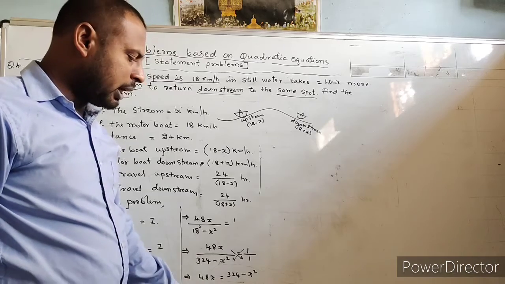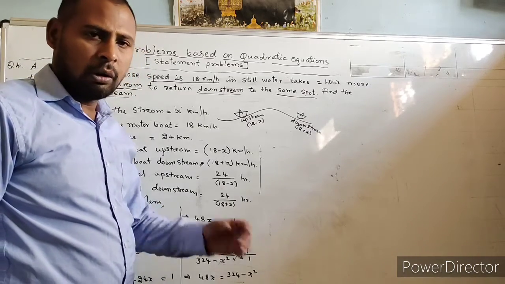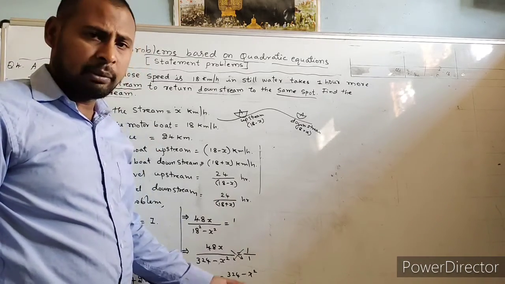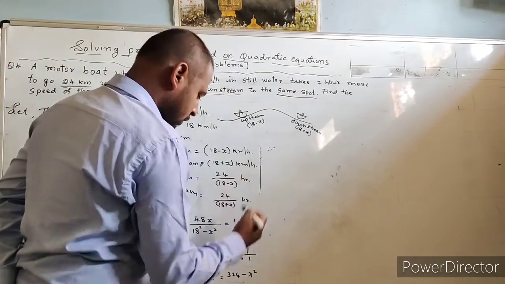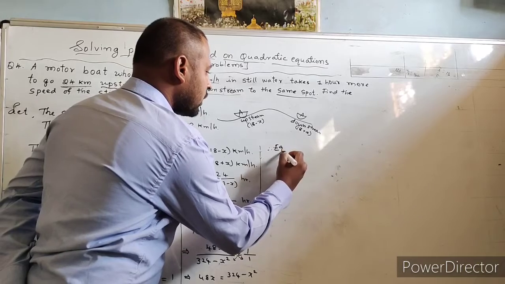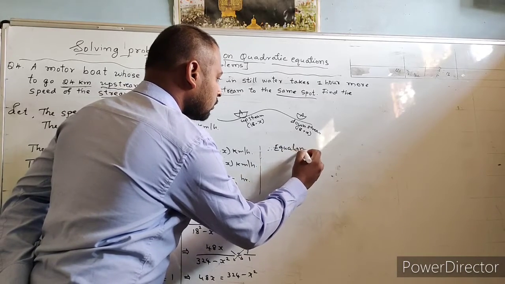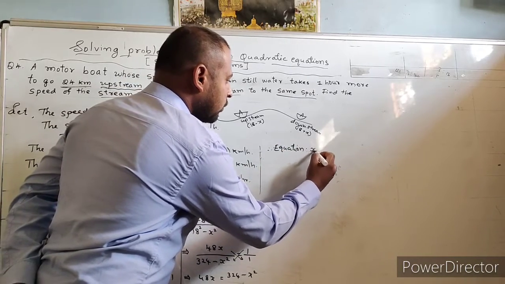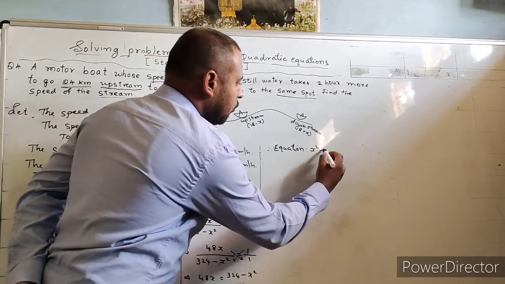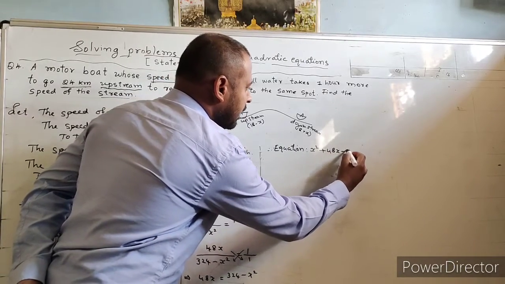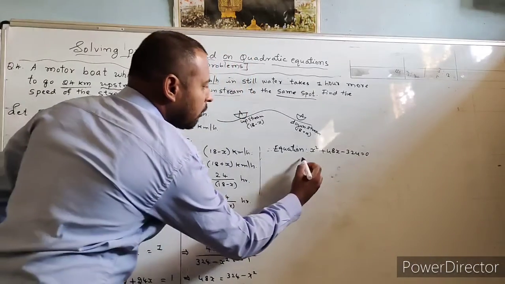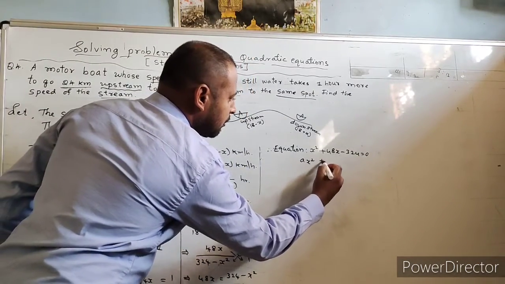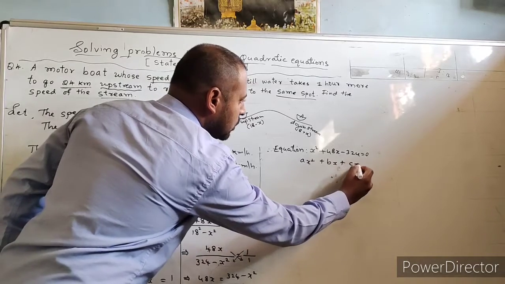x square plus 48x minus 324 equals 0. Now I am simplifying this by using the formula method. Therefore, here the equation is x square plus 48x minus 324 is equal to 0. Now it is in the standard form of ax square plus bx plus c is equal to 0.